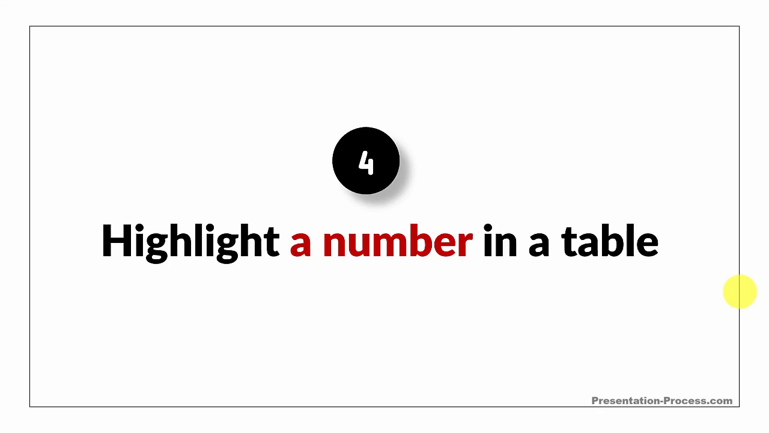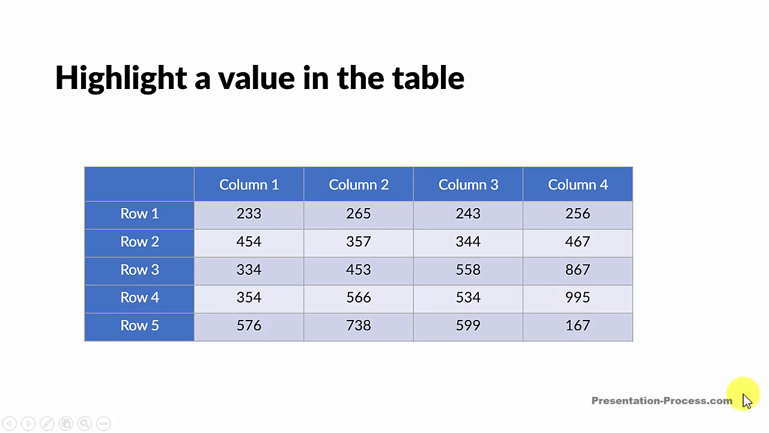The fourth trick you're going to learn is how to highlight a certain number in a table. While the trick in itself may be very simple, it has a lot of application on a number of occasions. Let me show you what the trick is. Take a look at this table. There are a lot of numbers here that might intimidate the audience. I don't want the audience to confuse themselves with too many numbers here. I want to bring their attention to just two numbers, which are 357 and 995.